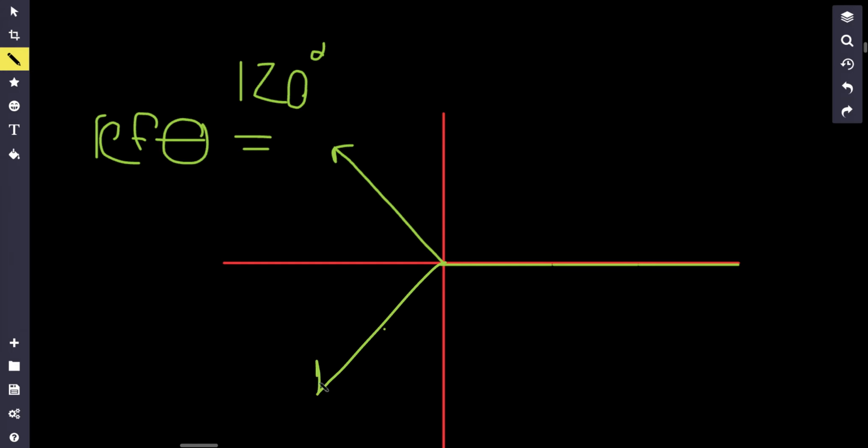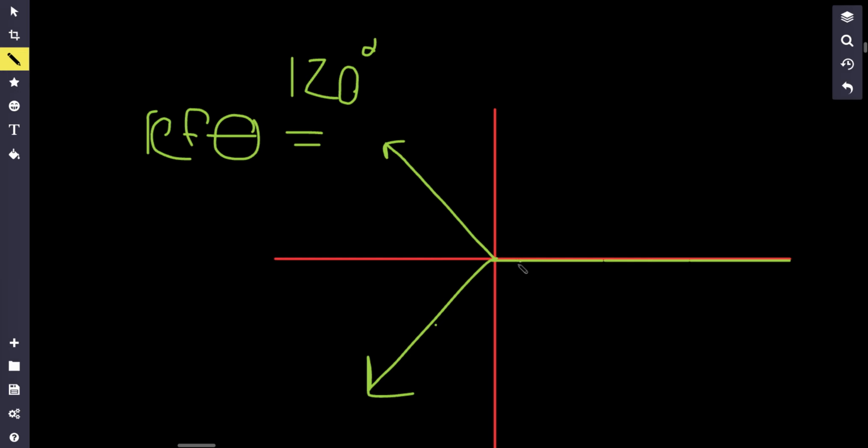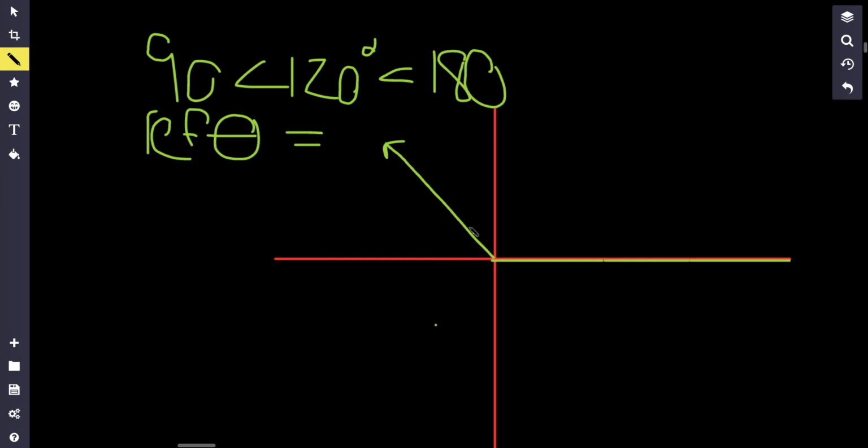It's not going to be in the third quadrant because in order for an angle to be in the third quadrant, you have to be greater than 180 degrees. If you want something to be in the third quadrant, that angle has to be greater than 180 degrees. So 120 is less than 180 and greater than 90, so therefore it has to be in the second quadrant.